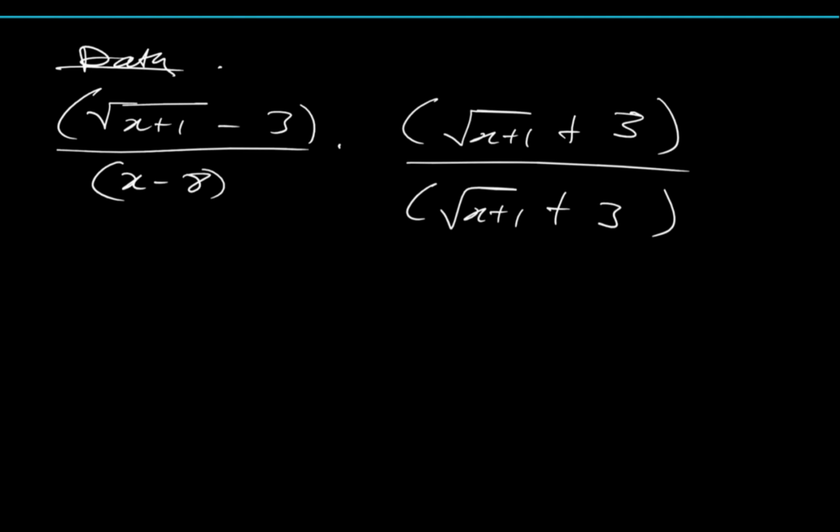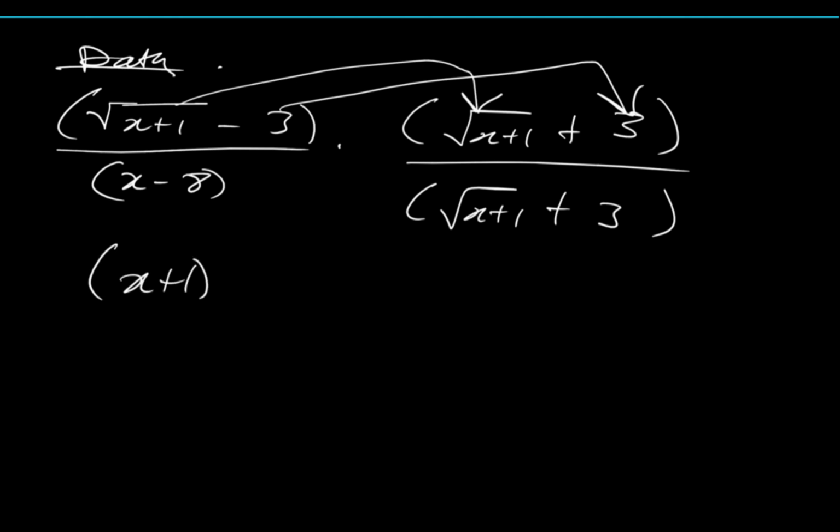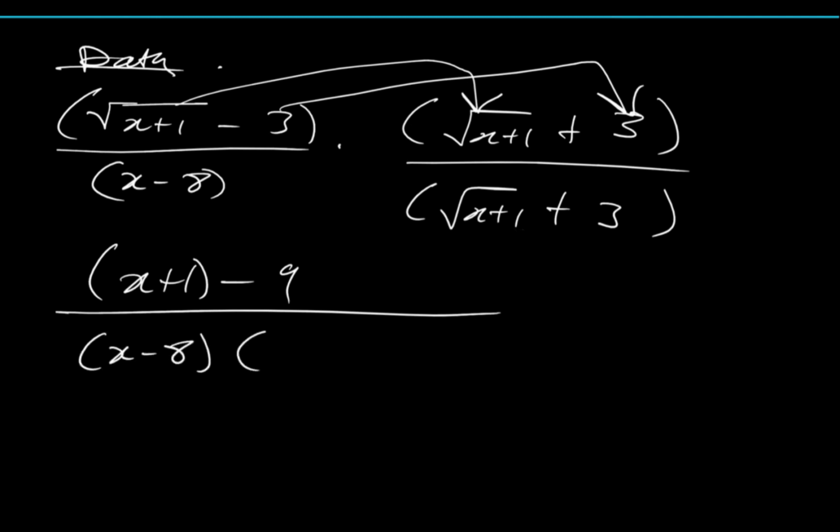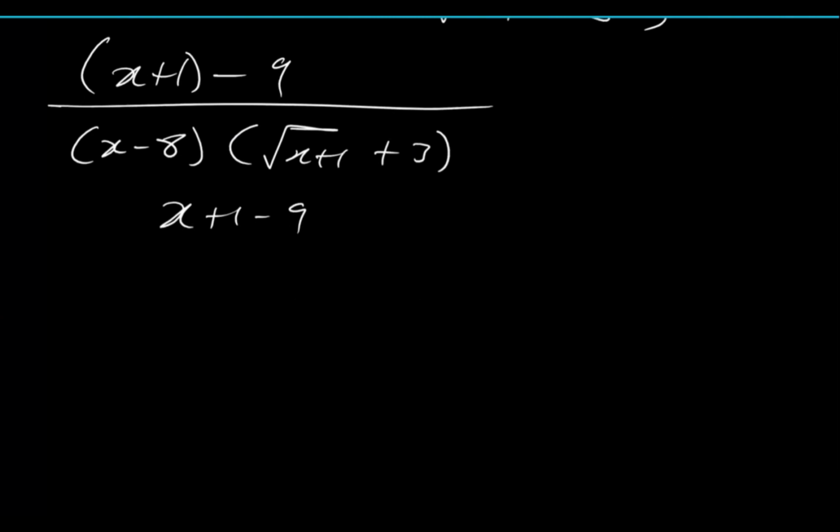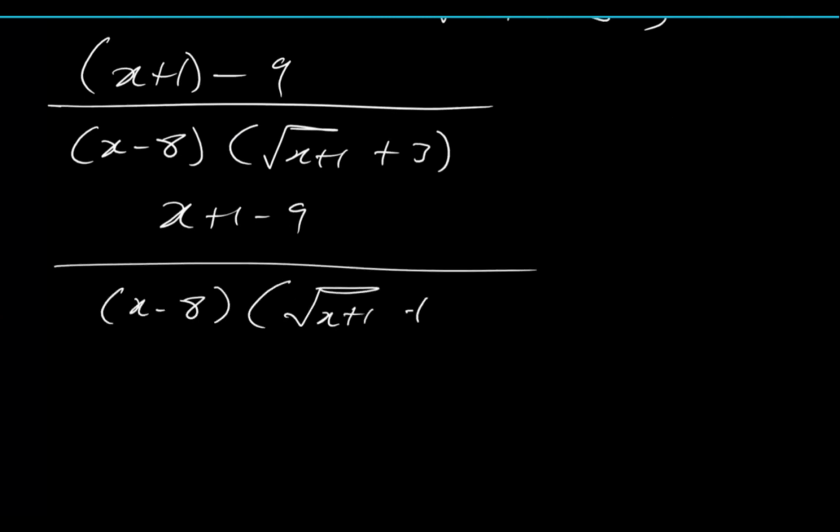So remember, if you're multiplying conjugate pairs, this multiplies that, and this multiplies that. So it's the first to the first and the last to the last. If you multiply the root of x plus 1 times the root of x plus 1, you simply get x plus 1. If you multiply negative 3 times positive 3, you get minus 9, over this times that. Don't actually multiply it out, just write it the way it is. So root of x plus 1 plus 3. For the numerator, you have x plus 1 minus 9, over what you're having at the bottom, which is x minus 8, then the root of x plus 1 plus 3.